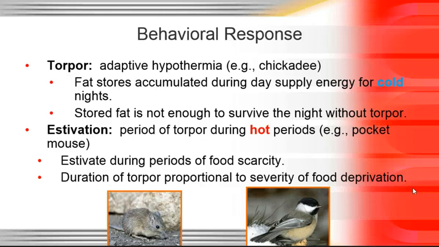But basically what happens is fat stores from the animals eating during the day are not going to be enough to get through the cold night, and so they basically slow everything down. Estivation is the opposite of that, right? It's when it's really, really hot. You do the same thing. You don't have enough food, right, to make sure that you're running these processes, and so you slow down, okay?